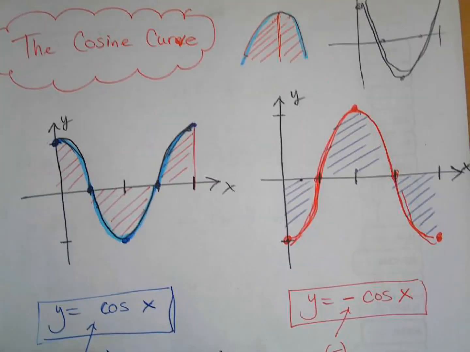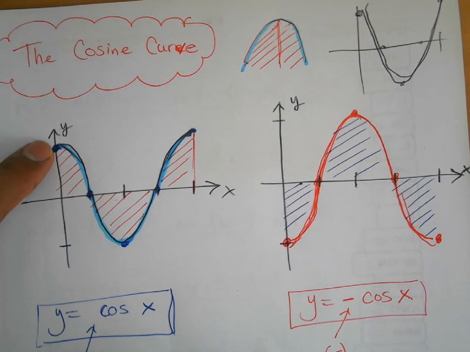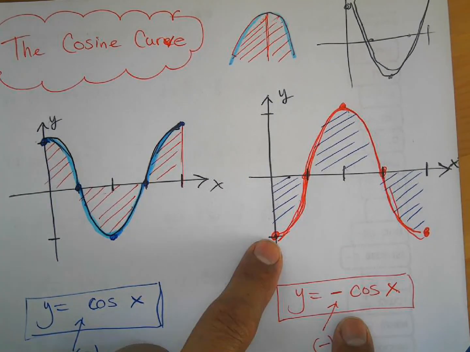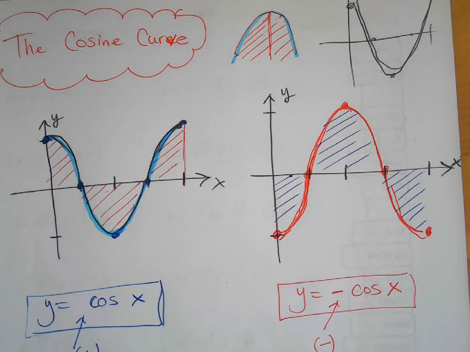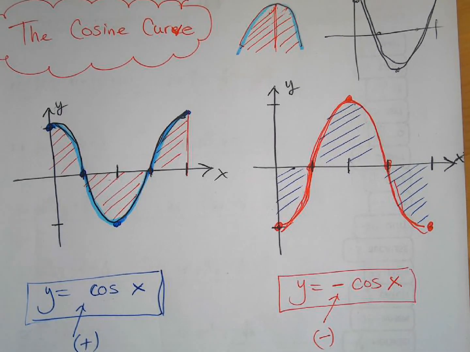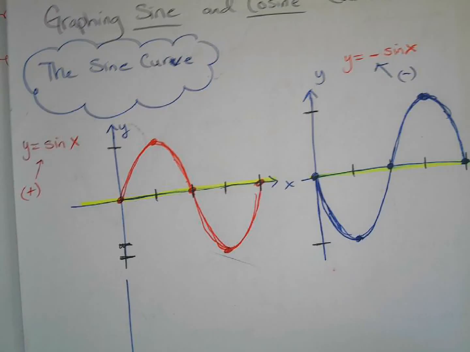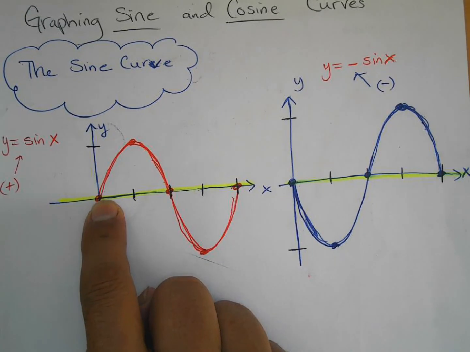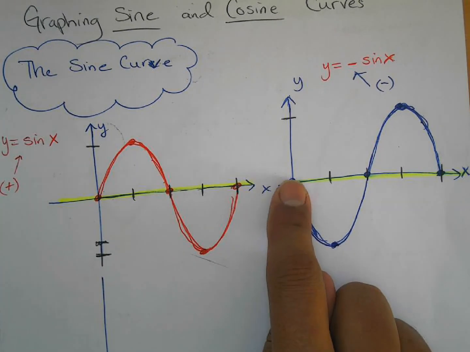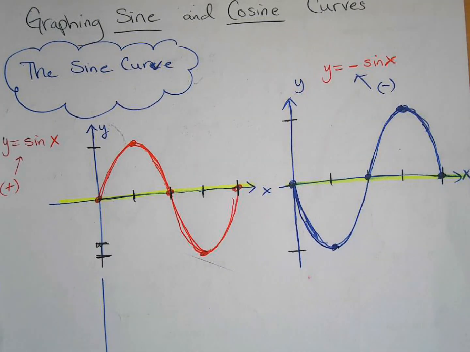Okay. Positive cosine starts on the y-axis. If it's positive, it starts on the positive up here. If it's negative, it starts on the negative. And then it oscillates. Okay, that's how we graph positive cosine and negative cosine. Positive sine starts here, up. Negative sine starts here, under. Okay.